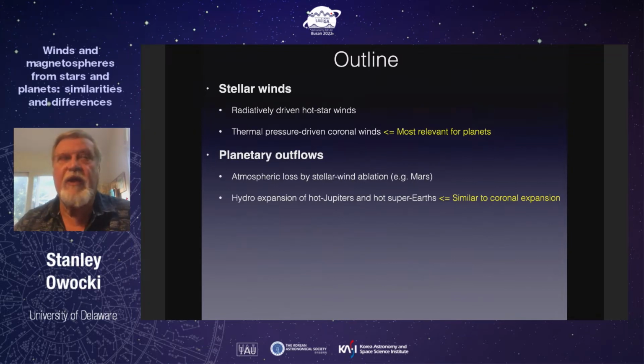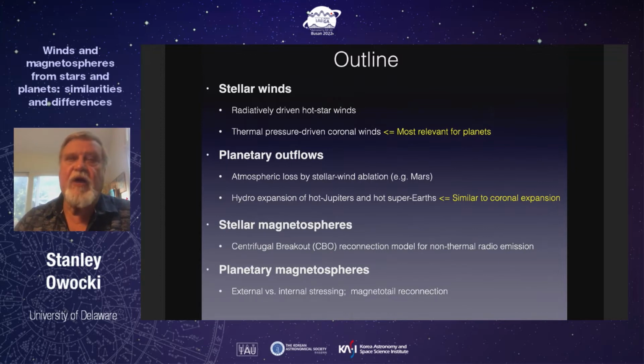on winds, that basically stellar winds of massive stars, to give you some background, since that's a major topic of the symposium. And then I'll move to the thermal pressure-driven winds, coronal winds of the sun and cool stars. And I think this is most relevant for understanding the mass outflows from planets. Planets can also be, their atmospheres can be ablated by the impact of the stellar wind, for instance, as we think occurred for Mars. But you can also have expansion, a hydrodynamic expansion, similar to the solar corona, due to the ultraviolet and X-ray heating of planetary atmospheres.